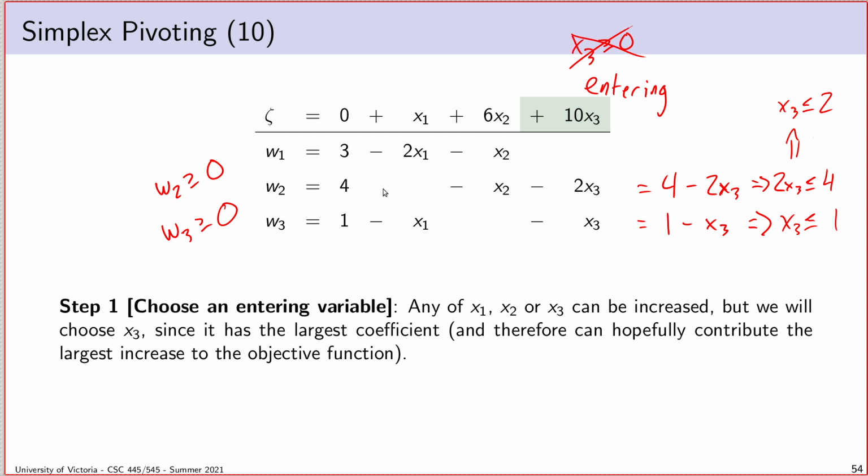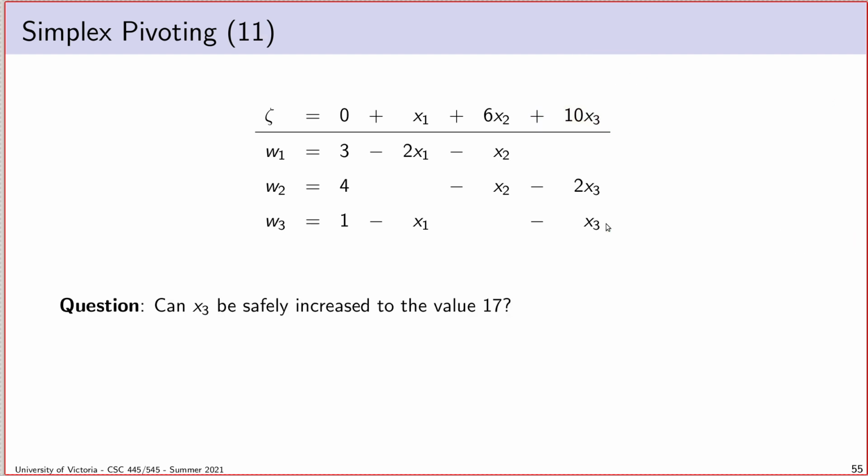So both of these rows of my dictionary give me constraints on how much I can increase x3. It looks like, though, the tightest constraint is this one. W3, because of the relationship between W3 and x3, x3 can be at most equal to 1. If x3 gets any bigger in the current situation, then W3 goes negative, and I'm not allowed to let any variable go negative.